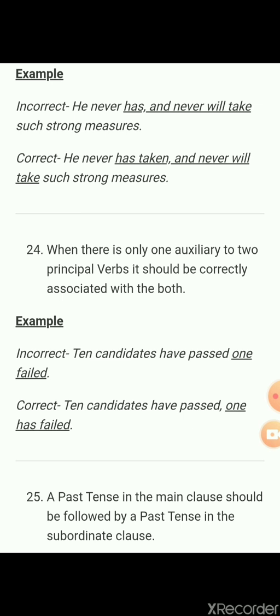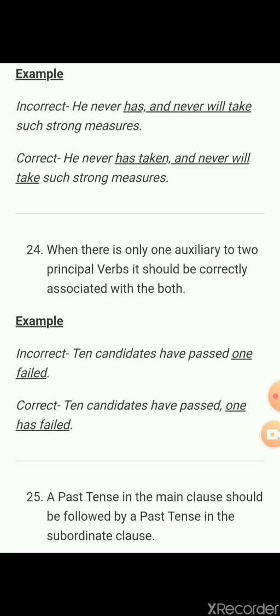Coming to rule number 24. When there is only one auxiliary to two principal verbs, it should be correctly associated with both. I am repeating, when there is only one auxiliary to two principal verbs, if two verbs are there and we are providing only one auxiliary, it should be correctly associated with both. If it is not associating, we need to remove it, meaning there is an erroneous section of the sentence.